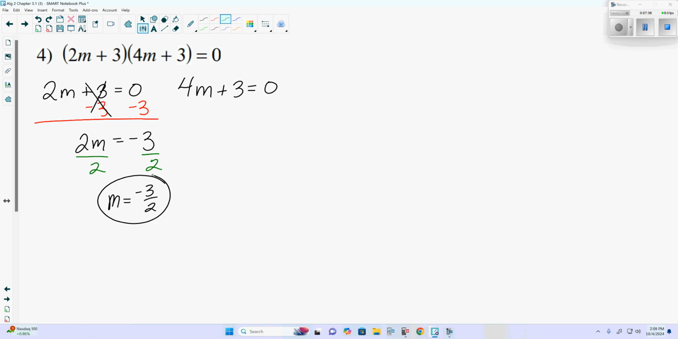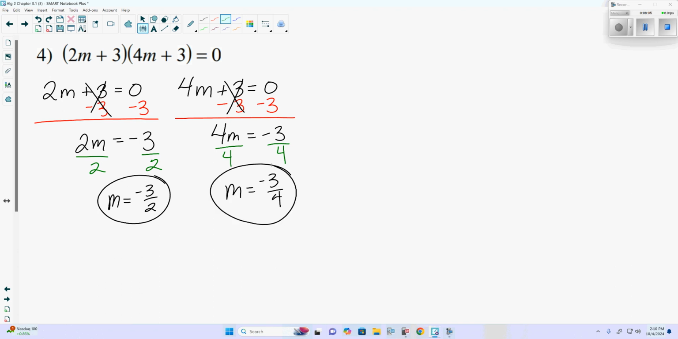Let's look at the other one, 4m plus 3. First step would be to subtract 3, telling us that 4m is equal to -3, or 3 minus 3 cancel out, and 0 minus 3 is -3. Our next step would be to divide by 4, telling us m is -0.75 or -3/4.